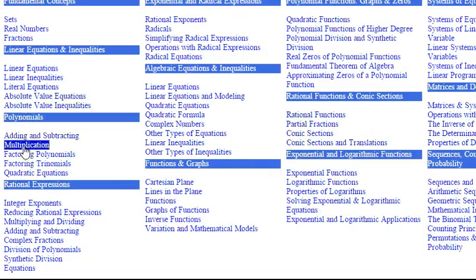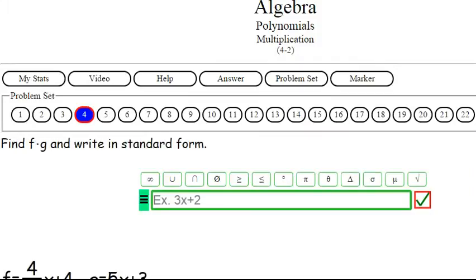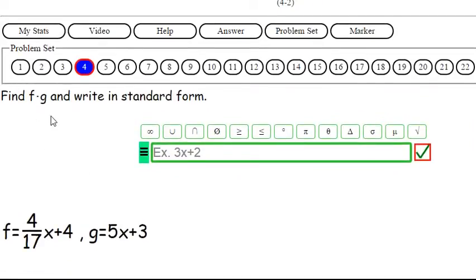Click on the algebra. Let's go down to multiplication. And we're going to be looking at 4.2, which you can barely see on the screen there. Find f times g right in standard form. So we're dealing with a coefficient here that's a fraction. That won't be a problem. Okay. And I can see here that should have been written differently there, but that's alright.